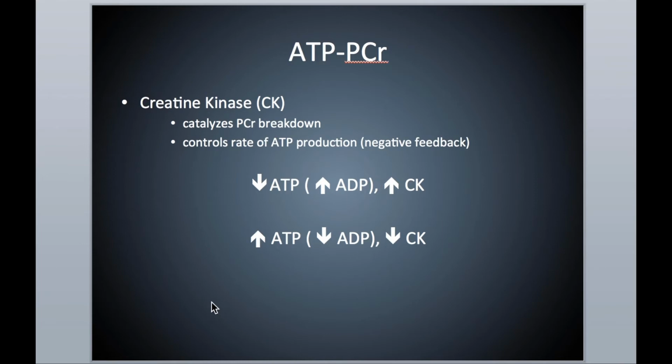If we stopped exercising and we slowed down the use of ATP, we're going to have an increase in the concentration of ATP within the muscles. And that will cause a decrease in the ADP because now we're not splitting apart ATP. So that causes a decrease in the activity of creatine kinase. So again, negative feedback. One goes up, the other one goes down. This one, where we're exercising, we have a decrease in ATP, so we have an increase in creatine kinase.